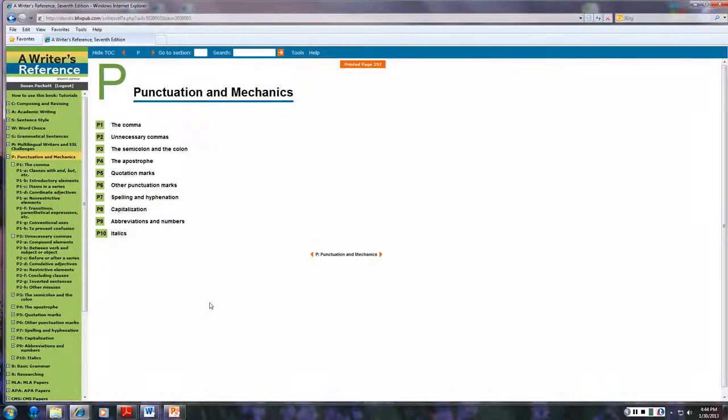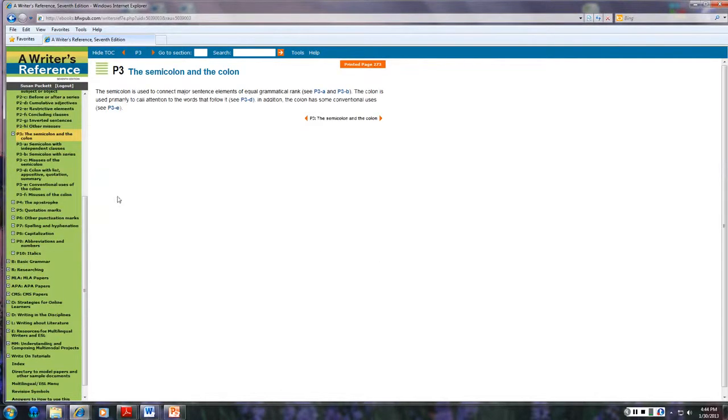I want you to look at the other marks of punctuation beginning with P3. We'll look at the semicolon and the colon briefly. Basically, the semicolon is used to connect sentence elements with equal grammatical rank. The colon is to call attention to words that follow.